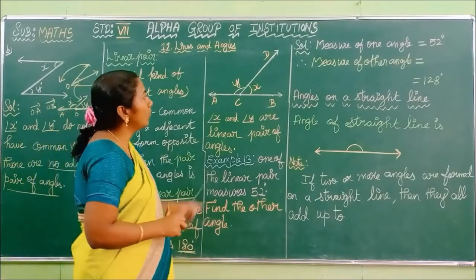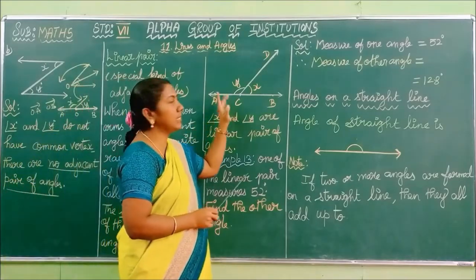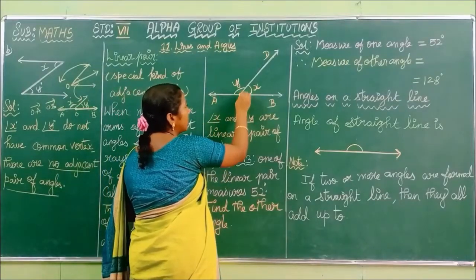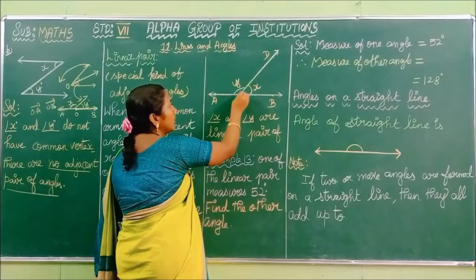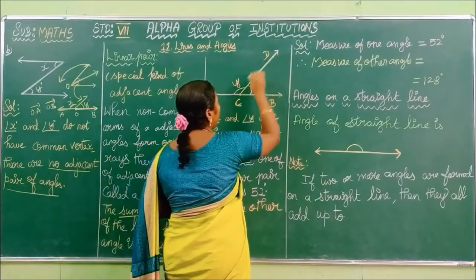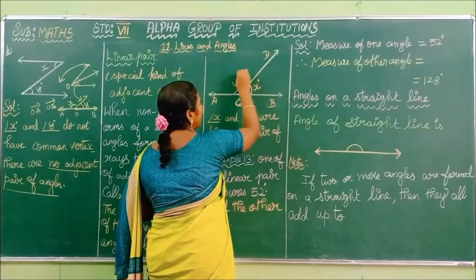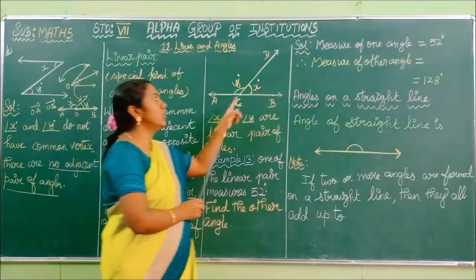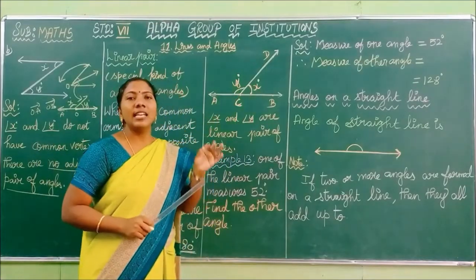Okay. Next, we are going to see the diagram of a linear pair. See here. What is the vertex here? C is the vertex. And what are the rays? CA one ray, CB one ray, CD one ray. And what are the angles? X degree, Y degree. These are the two angles. We are calling these two angles a linear pair.